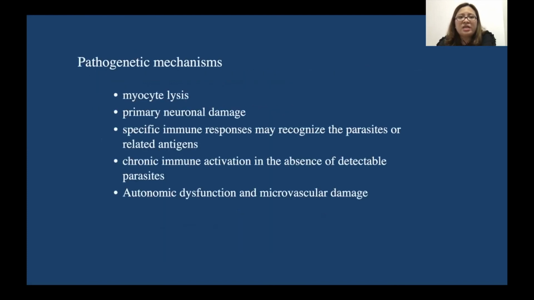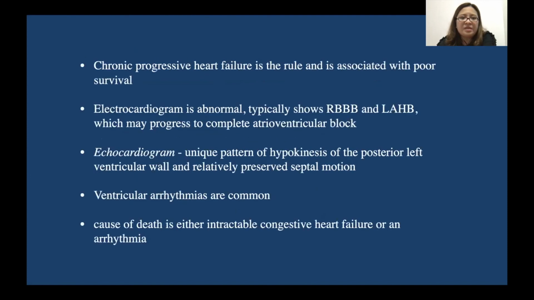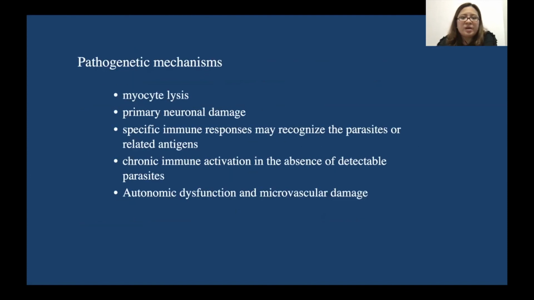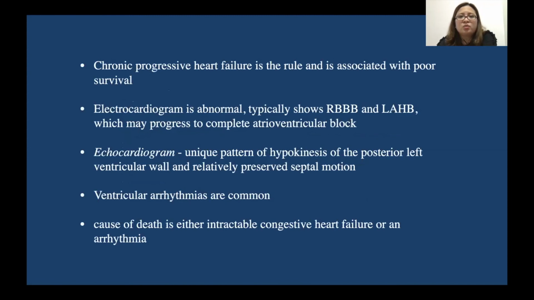These are the pathogenic mechanisms involved in Chagas disease. There is lysis of the myocyte and primary neuronal damage. Specific immune responses may recognize the parasite or the related antigen. This will now lead to chronic immune activation in the absence of detectable parasites. Eventually, there is autonomic dysfunction and microvascular damage. So, the rule is a chronic progressive heart failure associated with low survival.